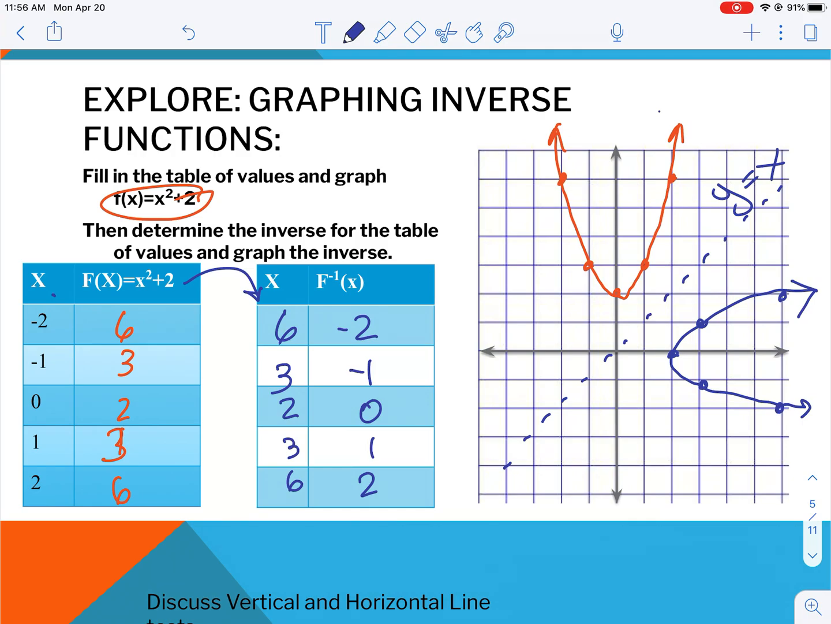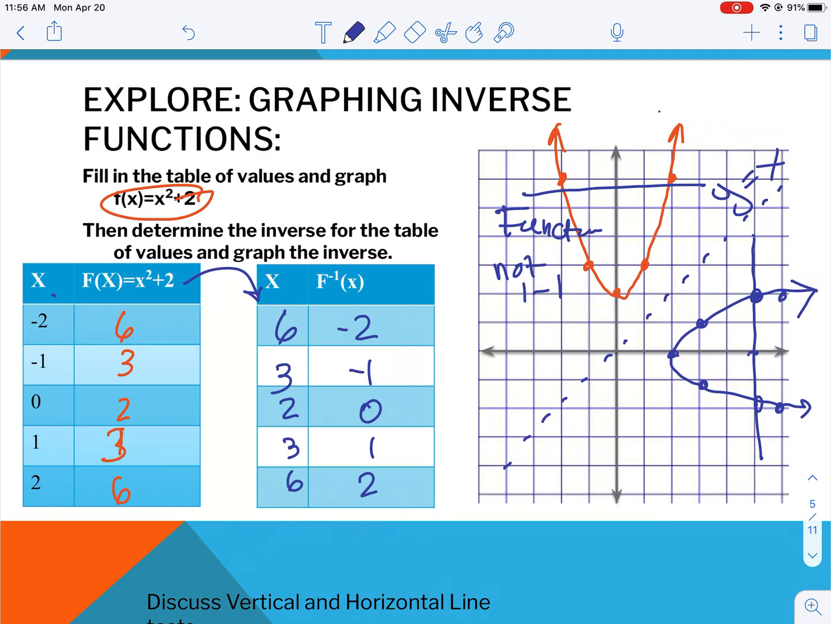Another key point on this parabola: we know that the original one is a function, but we also know because of the horizontal line test, it's not one-to-one. And we can see that now when we look at the inverse. It's not one-to-one because if I draw my vertical line, this value here would be matched up with two different y values, okay?